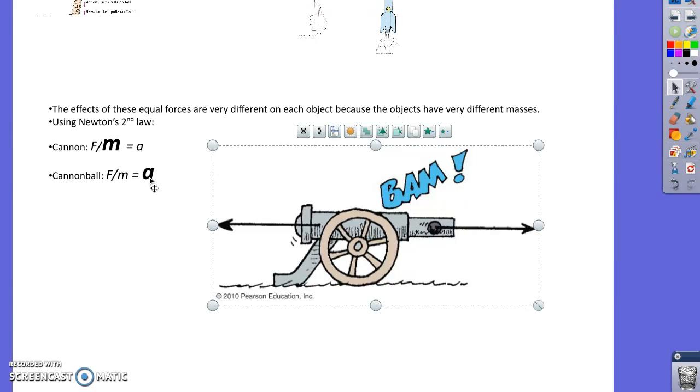Now, someone says, what if we got bigger and bigger cannonballs? Well, as the mass gets bigger, it becomes closer, and so you would have a cannonball and a cannon that would start to accelerate at the same rate, and that would not be a good thing. Eventually you get to the point where you had a cannonball that was so big that actually the cannon would move more or accelerate faster. That would not be a good thing. So basically, the effect of the equal forces depends on the mass of the two objects, which leads us to this.